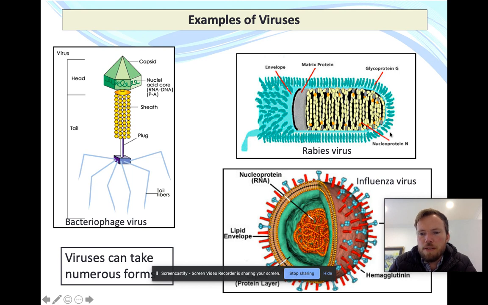There's rabies, the one that causes sort of frothing at the mouth and can kill people. It has a protein which keeps all of the nuclear material, all of the genetic material in shape, as well as protection proteins and glycoproteins, which help to get it into a particular cell.